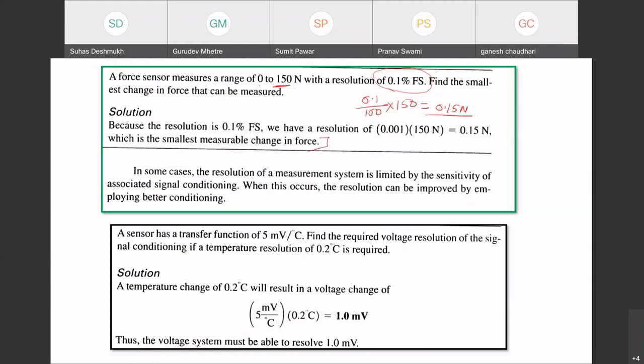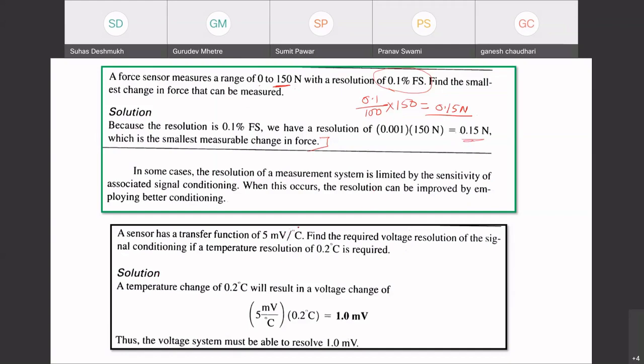In some cases, the resolution of the measuring system is limited by the sensitivity associated with your signal conditioning. That is also another part of it. Signal conditioning means maybe you have a Wheatstone bridge, or maybe a potentiometer or divider. That also shows some kind of error, which will be taken into account.